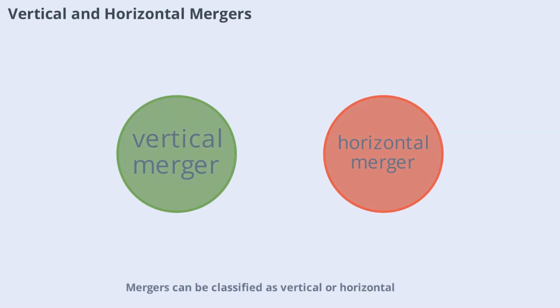Mergers can be classified as vertical or horizontal. Horizontal mergers occur between firms in the same industry, potentially reducing competition directly. Vertical mergers involve companies at different stages of the supply chain, which can also affect competition. Both types are scrutinized by antitrust authorities to prevent excessive market power and protect consumer interests.